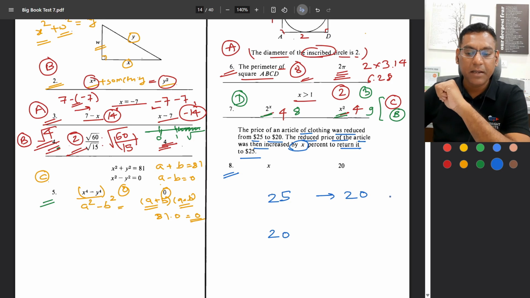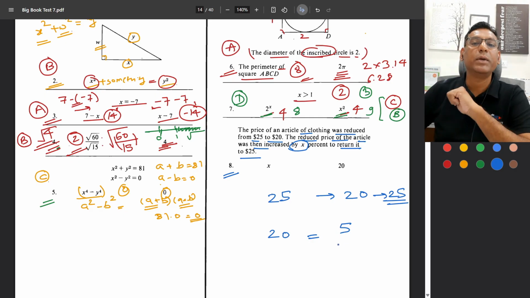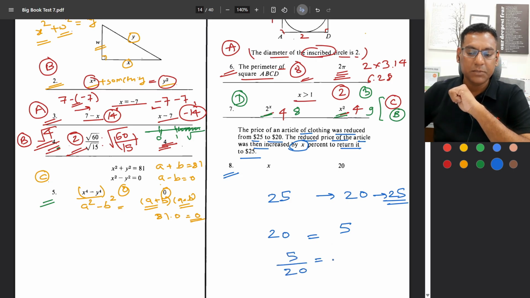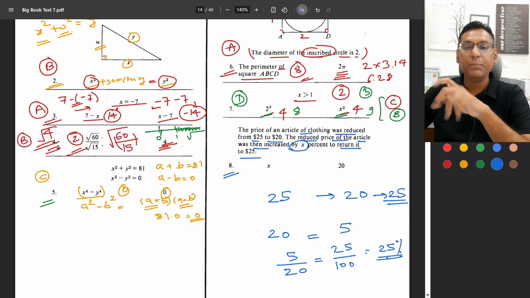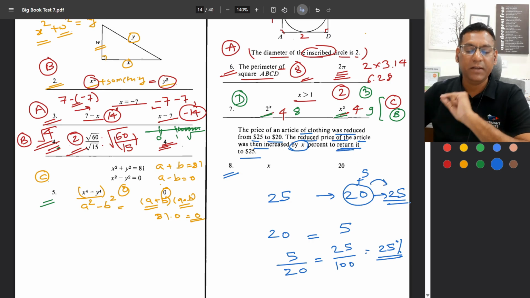I increase it by, I brought it back to 25. I increased it by $5. Okay, that is what percent increase when the base was 20. Correct. So let's multiply everything by 5. You will get 100 here, you will get 25 here. So basically 25%. 25% was added to the base of 20. 25% of 20 is 5. 5 was added to the base of 20 to return the value, as they say, to $25.